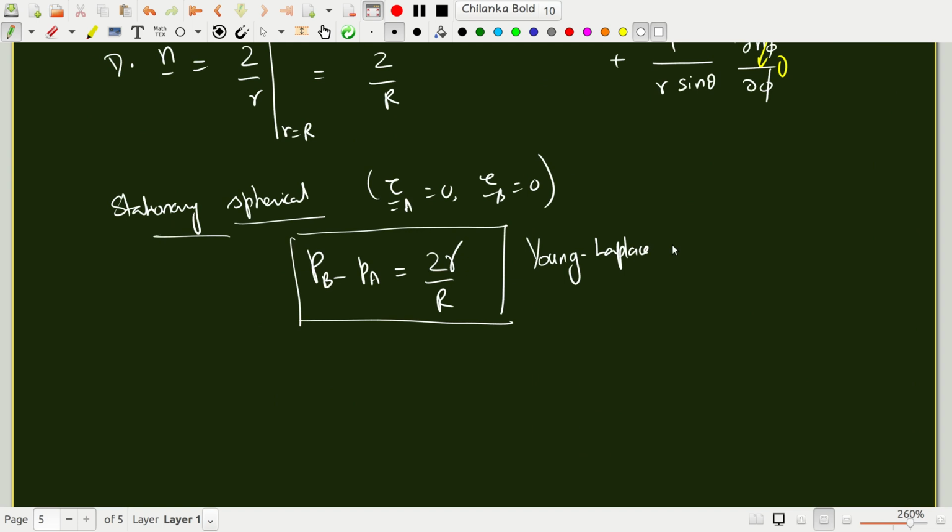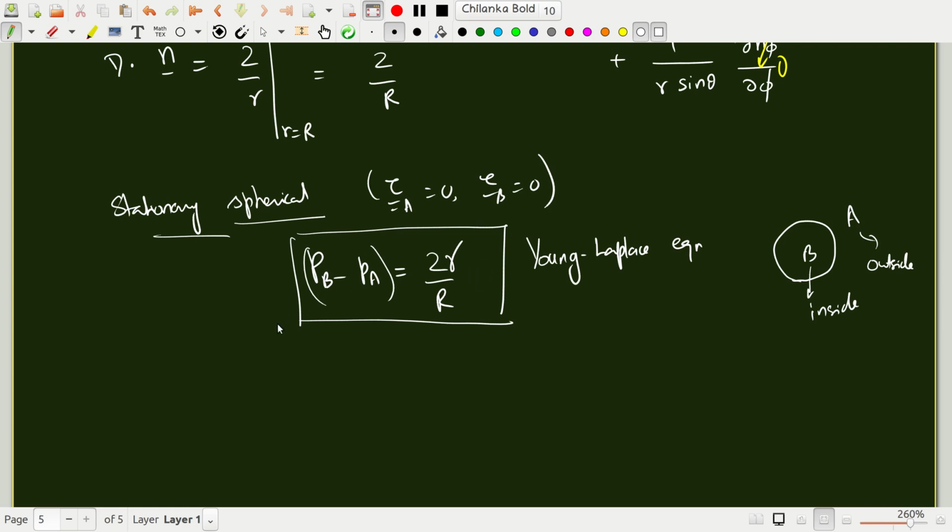for surface tension. Okay, which tells you that if you have a drop of a liquid or a bubble of a gas in another liquid, then the pressure inside is greater than the pressure outside. B is the inside part and A is the outside part, and PB minus PA is 2 times the surface tension or interfacial tension upon R. Okay, so 2 by R is the curvature.